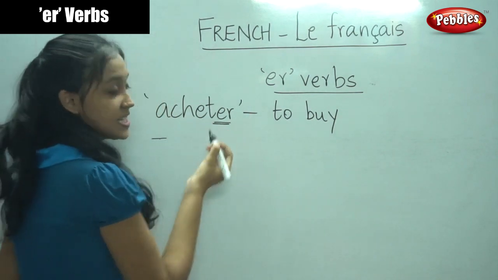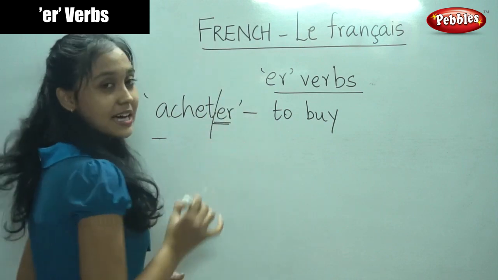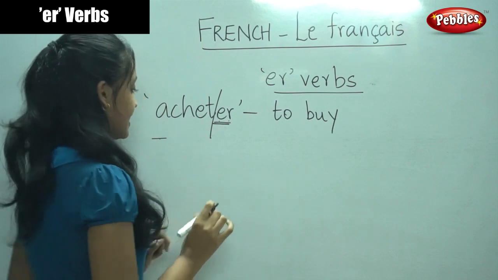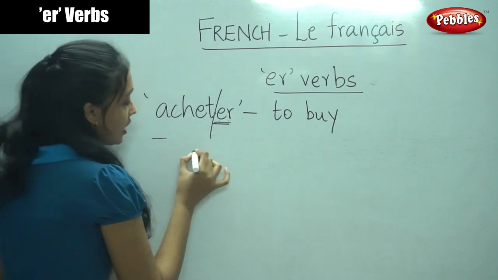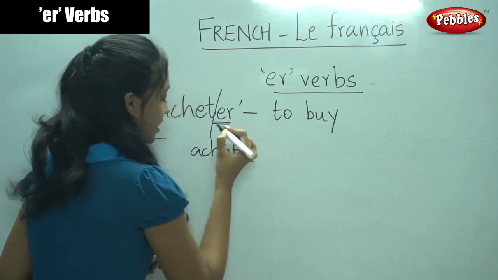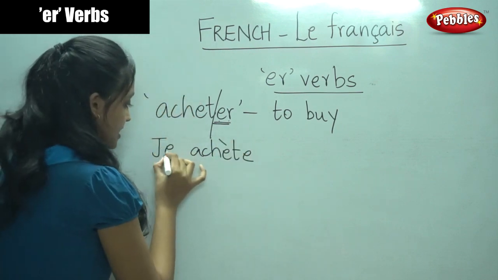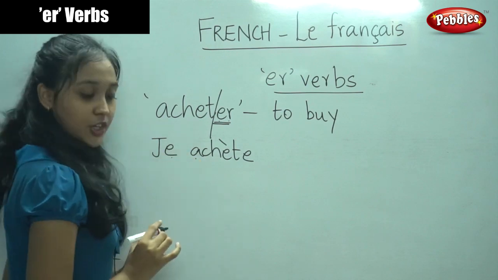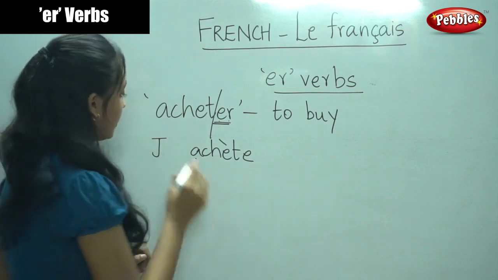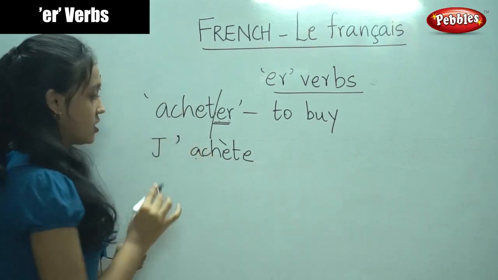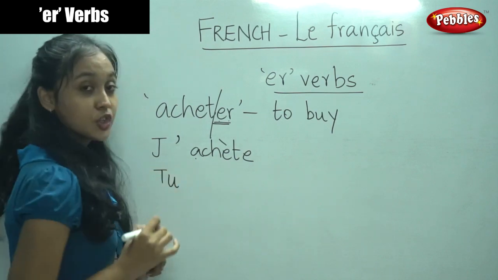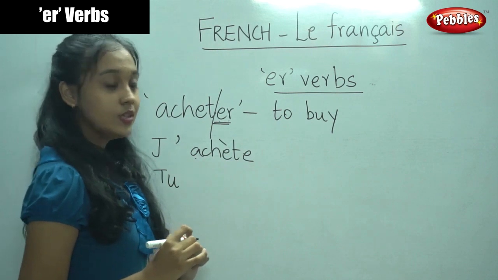So since the verb ends with ER, the rules are the same. We remove letters E and R and we replace them with... A-C-H-E-T-E. Achet. But here, since there is a vowel clash, you remember what we would do? We would replace the first vowel with an apostrophe. So, j'achète. The next one, for tu, do you remember what is the rule?